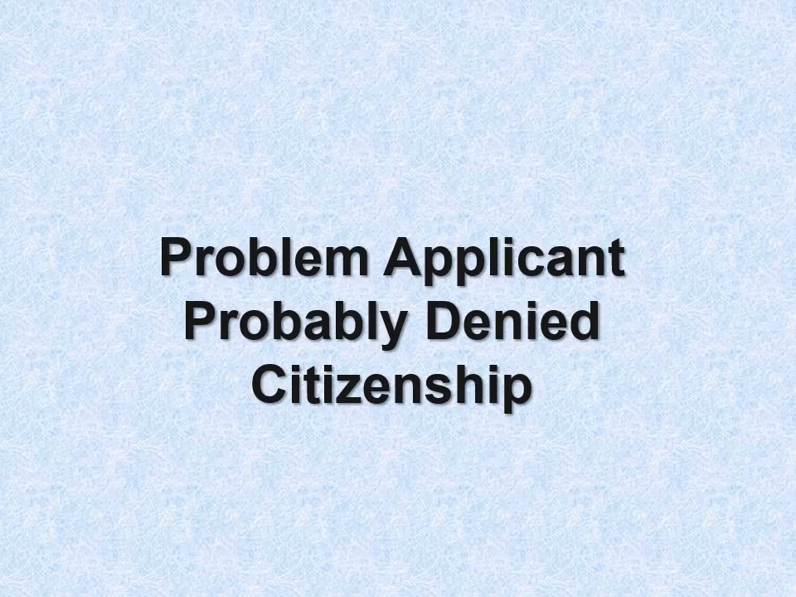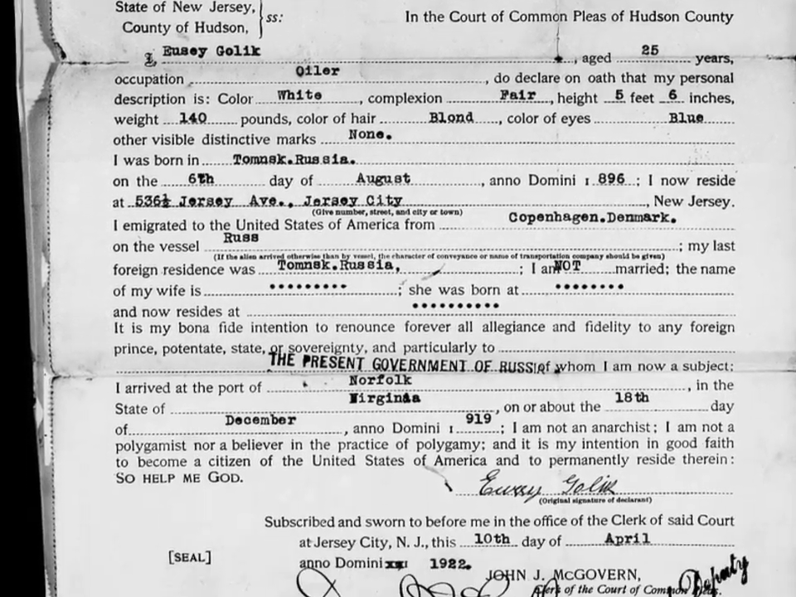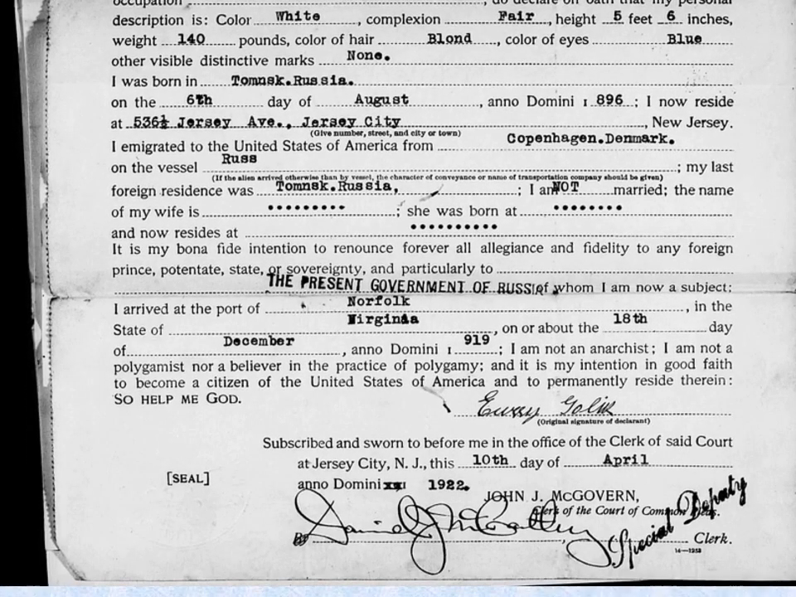Okay, so I thought it would be interesting to share some stories about people who were denied citizenship. Let's look at two of them. So here we have Uzi Golik. He files his declaration of intention. He indicates that he's an oiler. He works on some sort of engine situation. He shows where he was born, and he immigrated on the vessel Russ, etc.